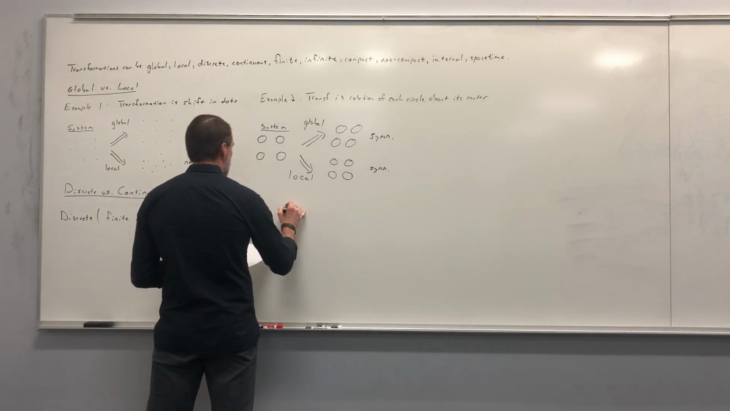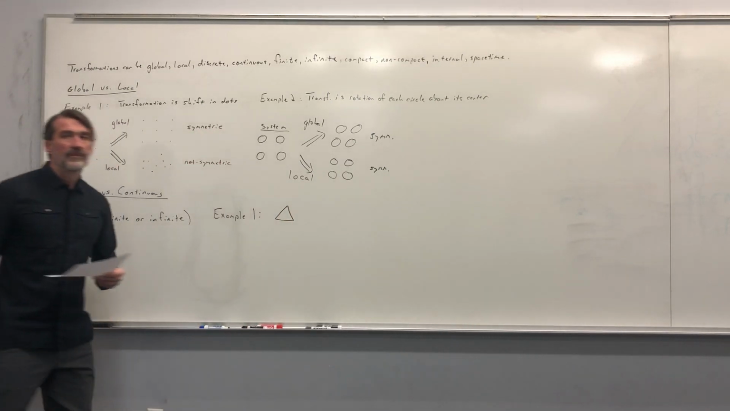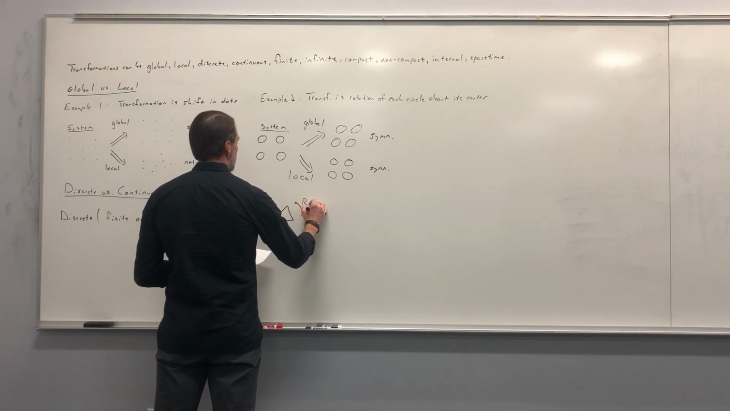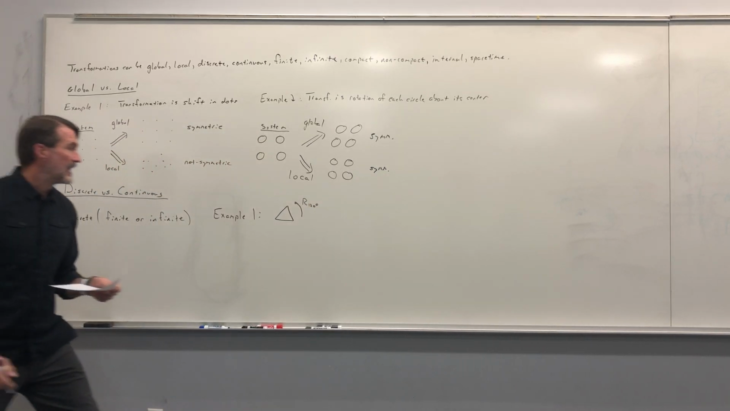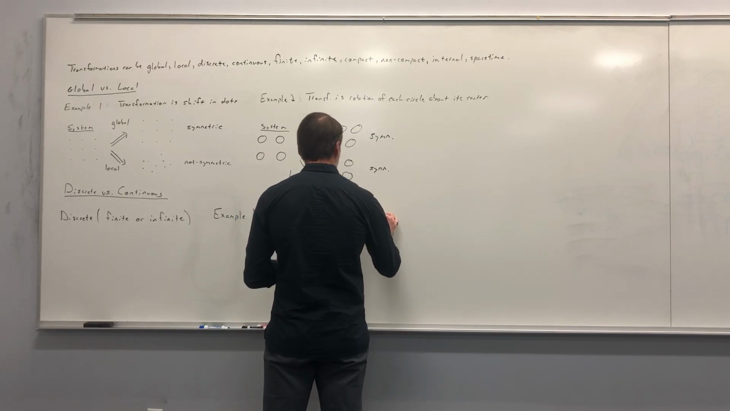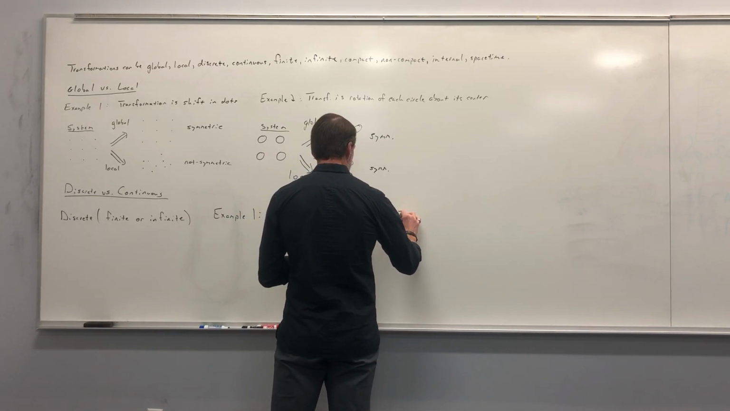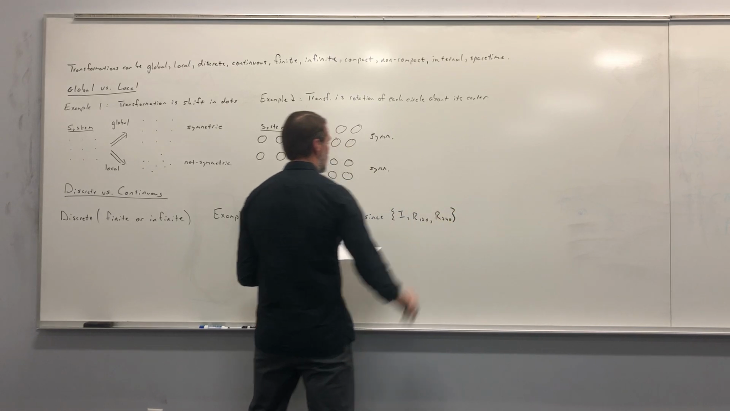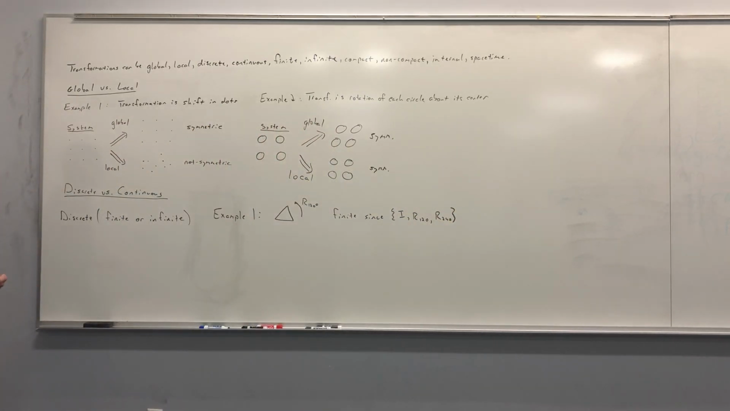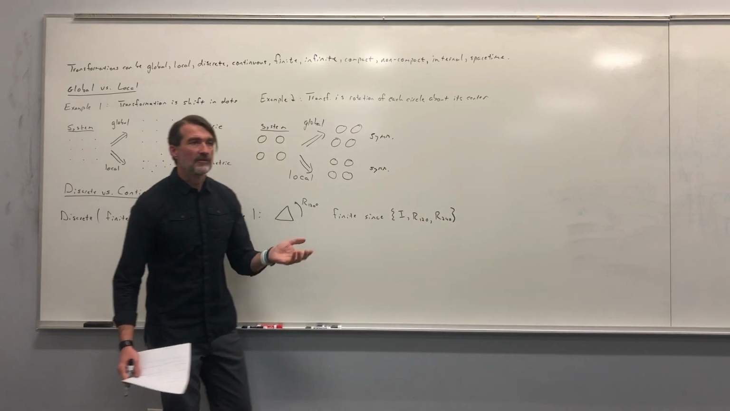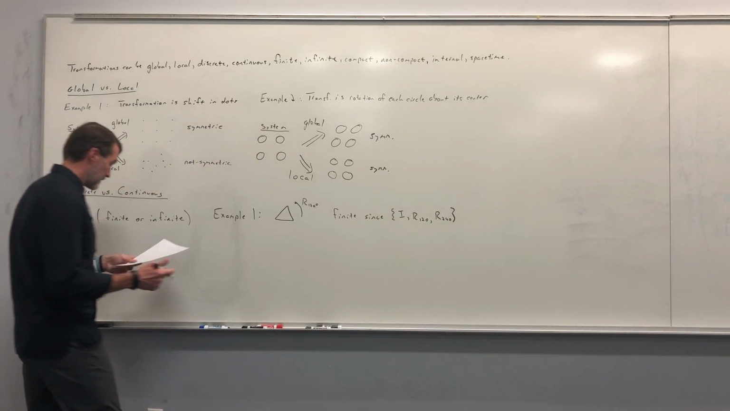So for example 1, consider an equilateral triangle, and our transformation will be a rotation by 120 degrees. Okay? It's finite since the set of transformations includes doing nothing, rotating by 120, and then rotating by 240. Okay? So you only have 3 transformations that are possible. Because if you try and go beyond 240, you just get back to R360, which is the same as the identity.